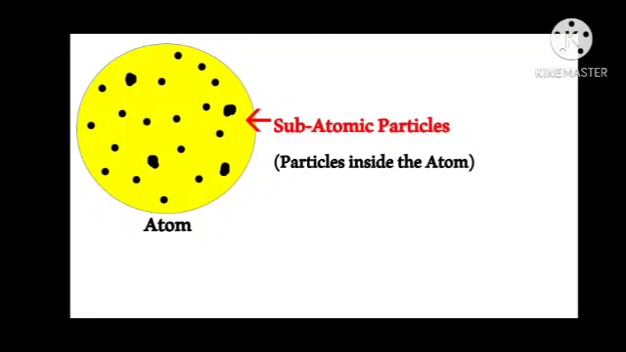In the previous chapter, we have learned about the postulates of Dalton's atomic theory. Dalton said that atom is indivisible. But the discovery of these subatomic particles led to the failure of this aspect of Dalton's atomic theory. That means atoms are not indivisible. That means you can divide the atom. Atoms are divisible.